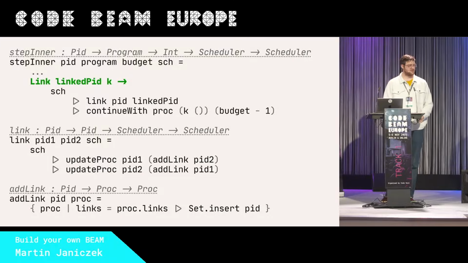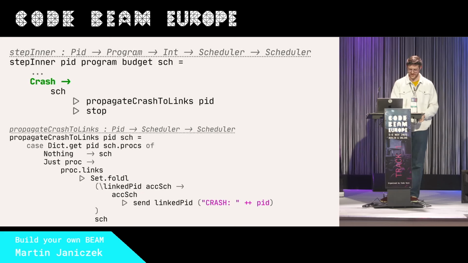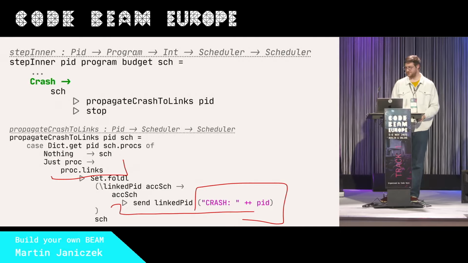All right. Yeah, I will be ending soon. So when you link, we are gonna say for both of the PIDs, right? It's bidirectional. We are gonna add the link to the set of links. When you crash, that's when we are gonna actually use that set. So we are gonna go through all of the links and for each of them send a system message to that PID.